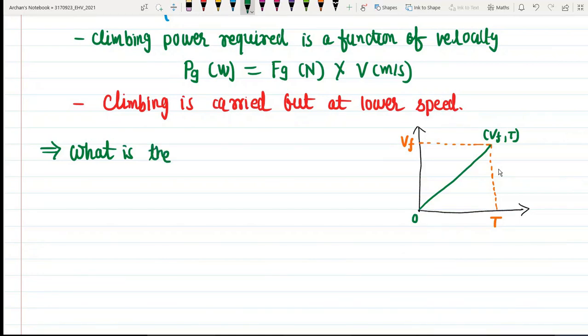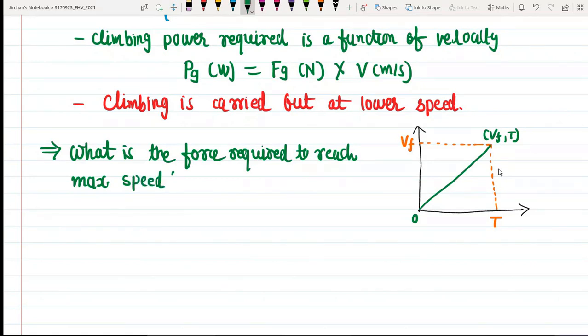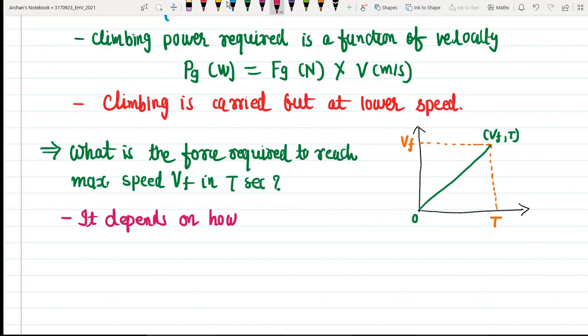So our question is, what is the force required to reach maximum speed Vf in t seconds? As I have discussed, it depends on how acceleration takes place.